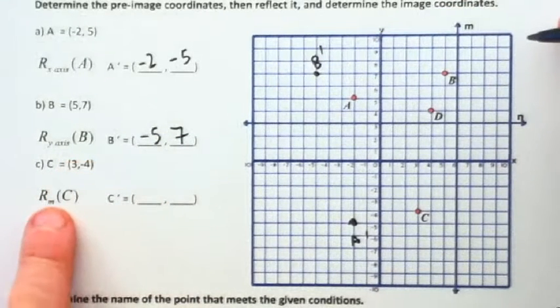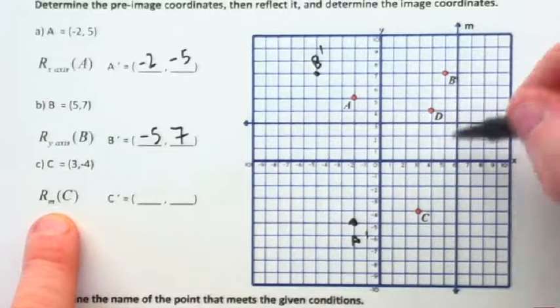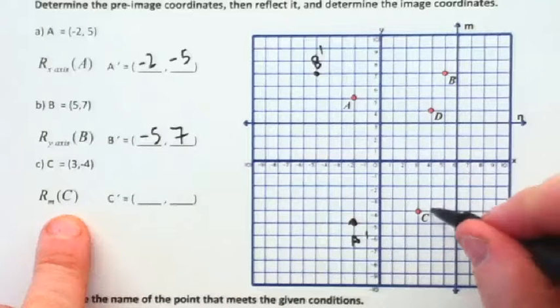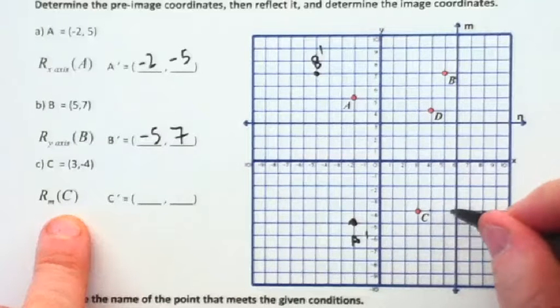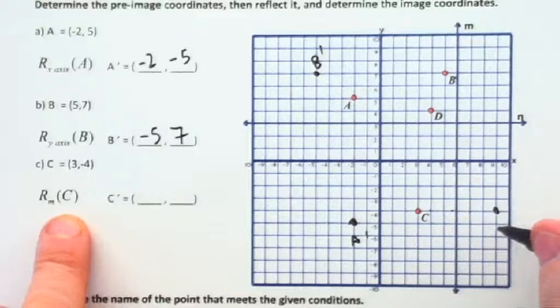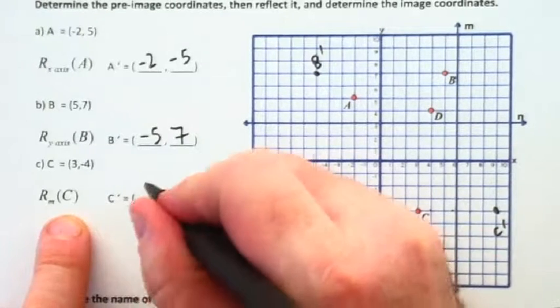Now here's another type of reflection. This is over the line M. Here's our line M, and we're going to reflect C over it. So C is 1, 2, 3 away. 1, 2, 3 away would be C prime, and that would be at 9 and -4.